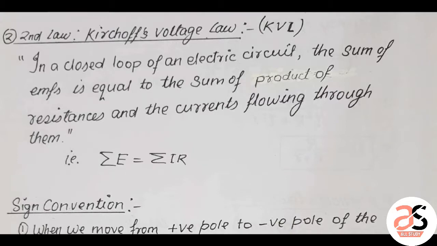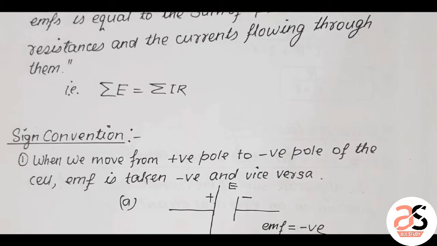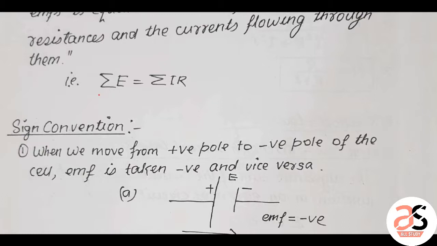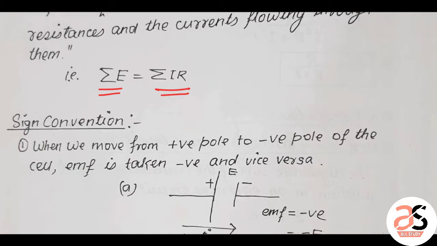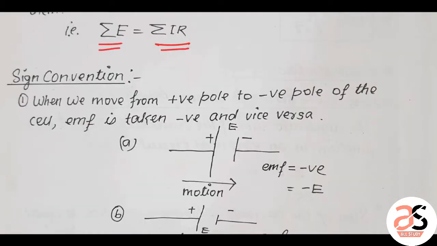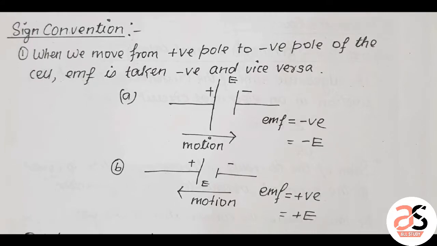Now the second law is Kirchhoff's voltage law. This is also known as KVL. So in a closed loop of an electric circuit, the sum of EMFs is equal to the sum of the product of resistances and the current flowing through them. So on the left side, summation of EMFs, on the right side, summation of voltage drop across resistances, which is I into R. Now here we have to consider sign convention.